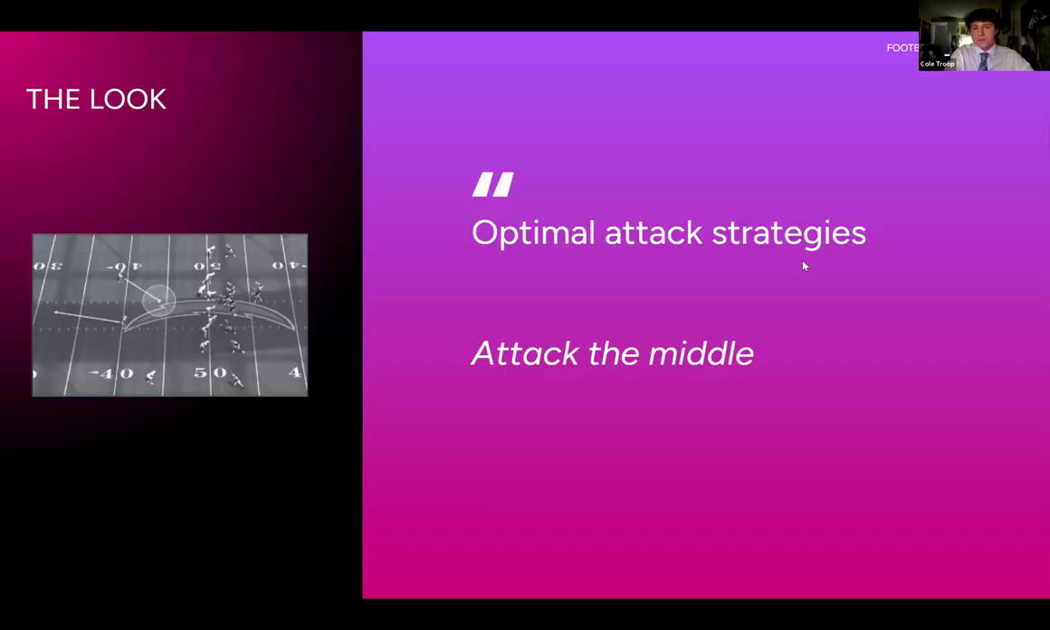So we're going to discuss optimal attack strategies. Now that we figure we come out in a spread formation and we're pretty sure this defense is coming in with two-high safeties and we can see them, how are we going to attack that?